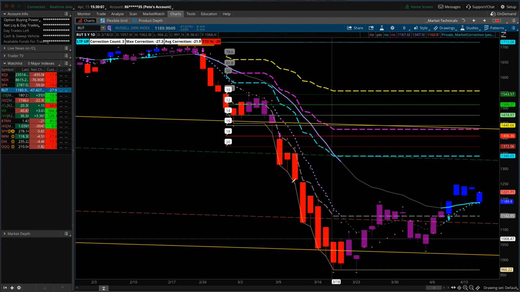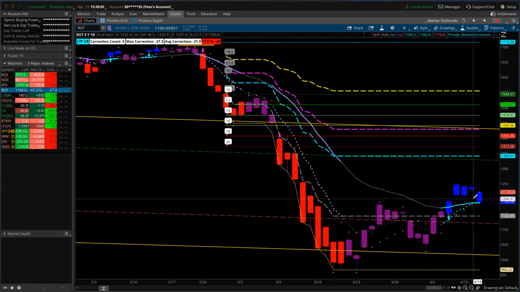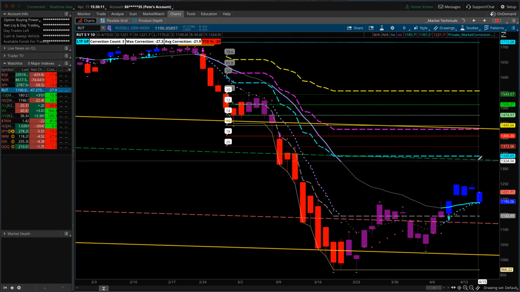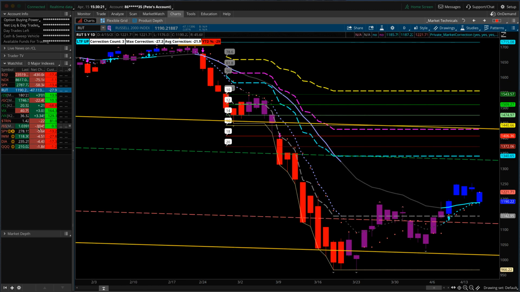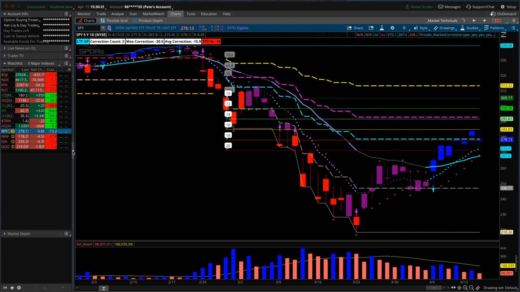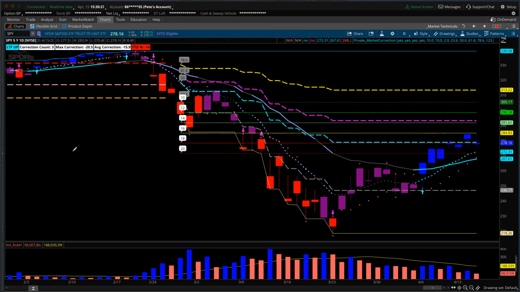So the Russell has been firmly in a bear market now for over a month, and you can see it hasn't even scared the ambush zone yet. Okay, so now I want to switch back over here to SPY, and we want to look at the backtesting results. Let's go ahead and minimize this.